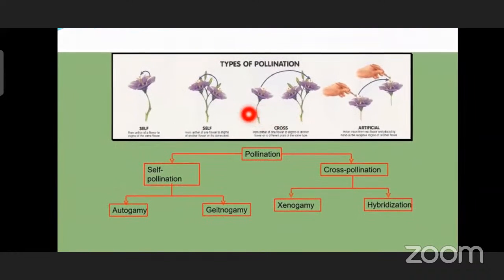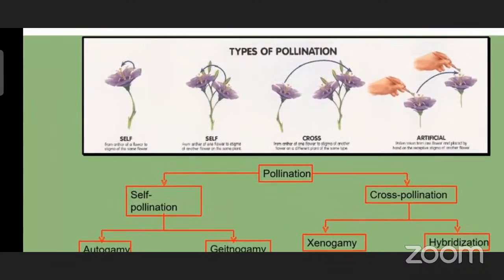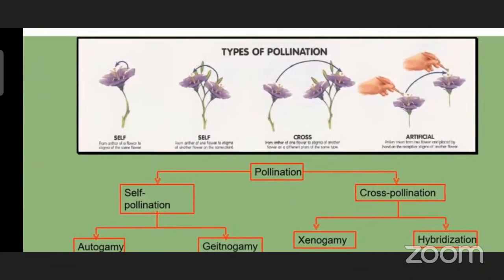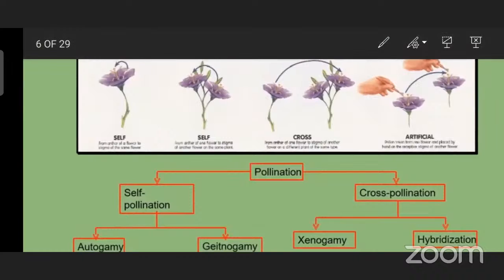See here, this is pollination. Pollination is divided into two types, self-pollination and the second one, cross-pollination. So what is self-pollination? See here, self-pollination. When the pollen grains are transferred from the anther to the stigma.